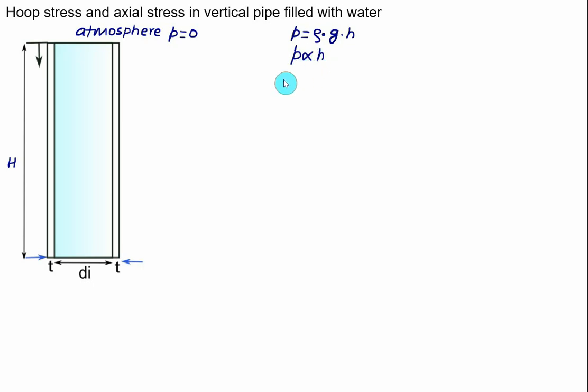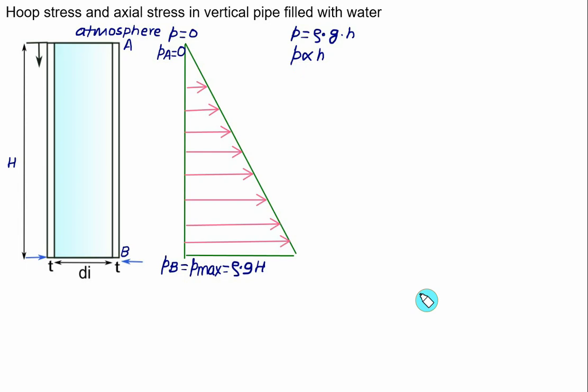The product of rho and g is a constant here, so pressure is proportional to h. If the pressure is proportional to h, we can show the variation of pressure from the top, at A, to the bottom, at B, and this variation takes place in a linear way. The gauge pressure at point A will be equal to 0, and the gauge pressure at point B will be the maximum value. We denote it P maximum, equal to rho times g times capital H, and this variation takes place in a straight line. This represents the pressure distribution in the column of height H.